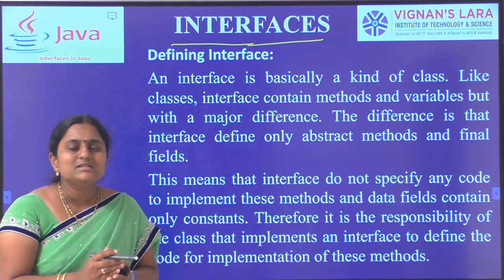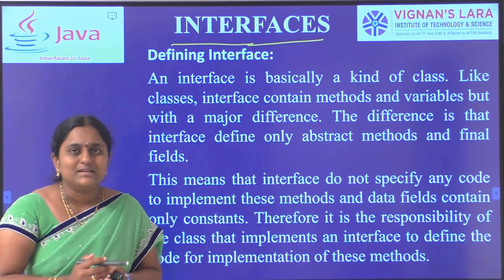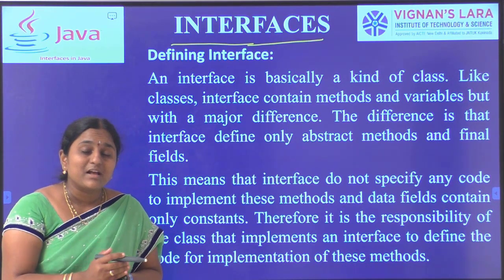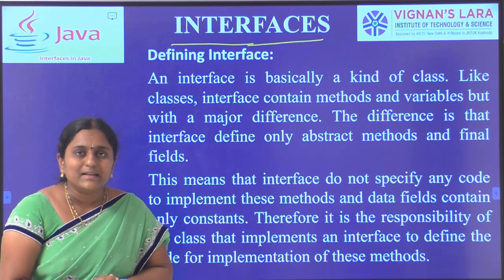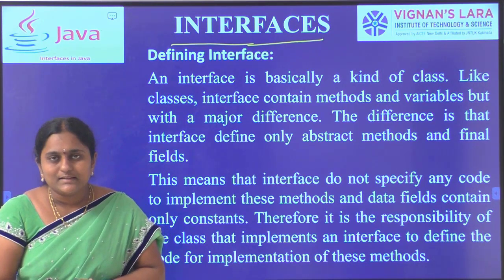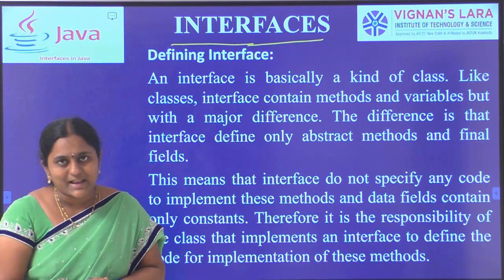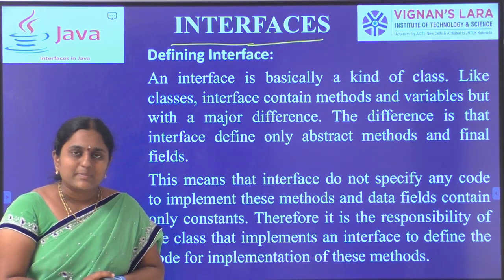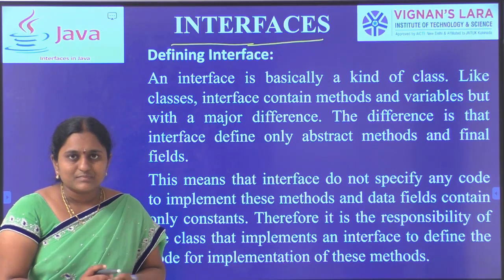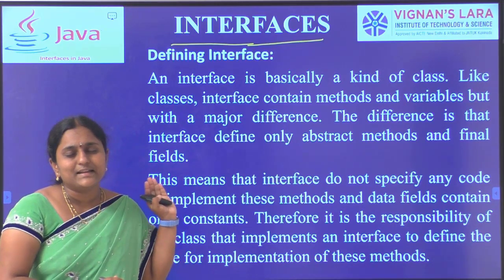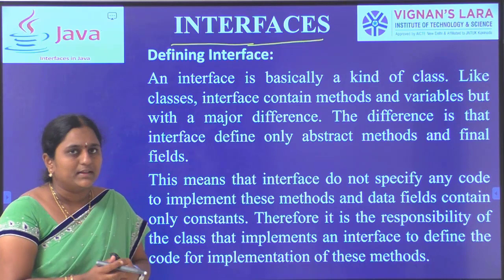A class contains variables and methods. But an interface also contains variables and methods, but it contains only method declarations without any body. In the last class we have already seen abstract classes and abstract methods. An abstract method is a method without any body. Interfaces contain method declarations without any body.